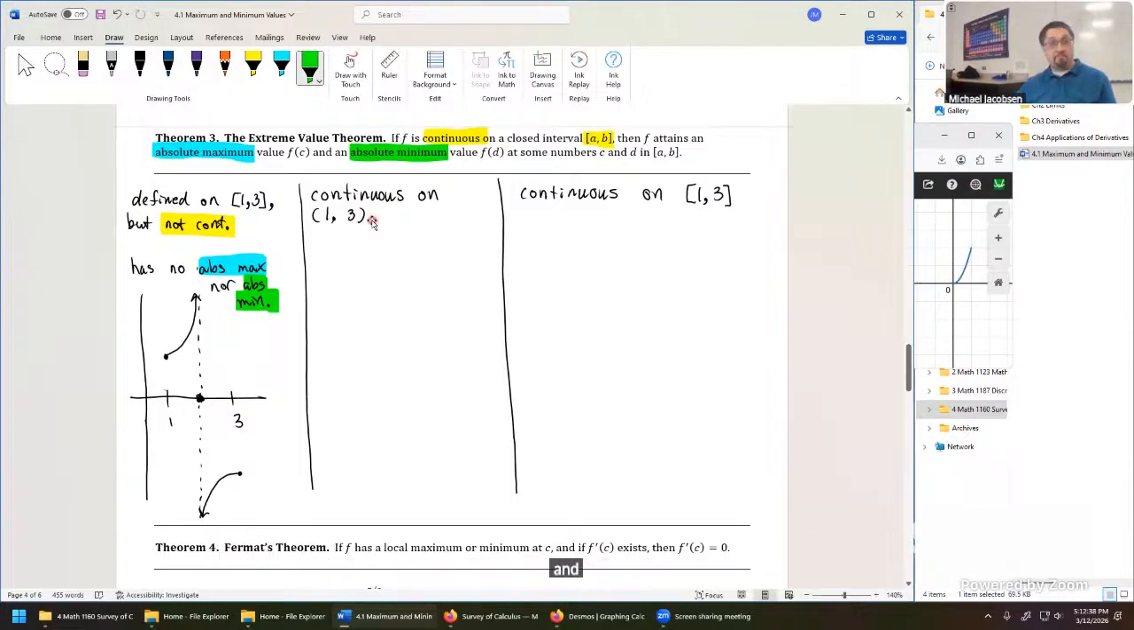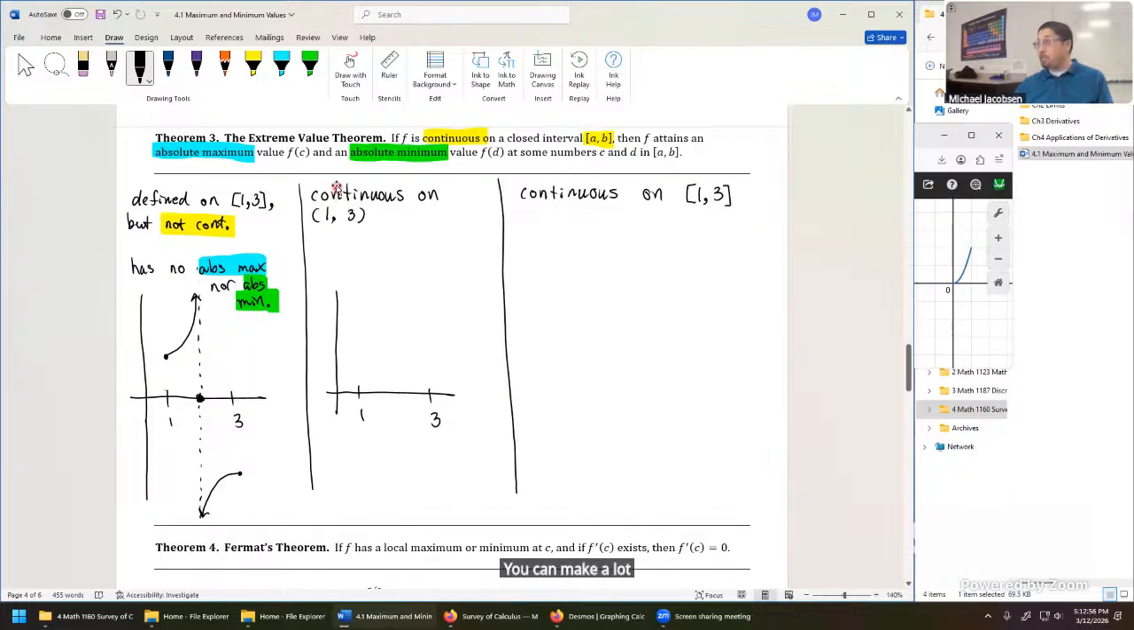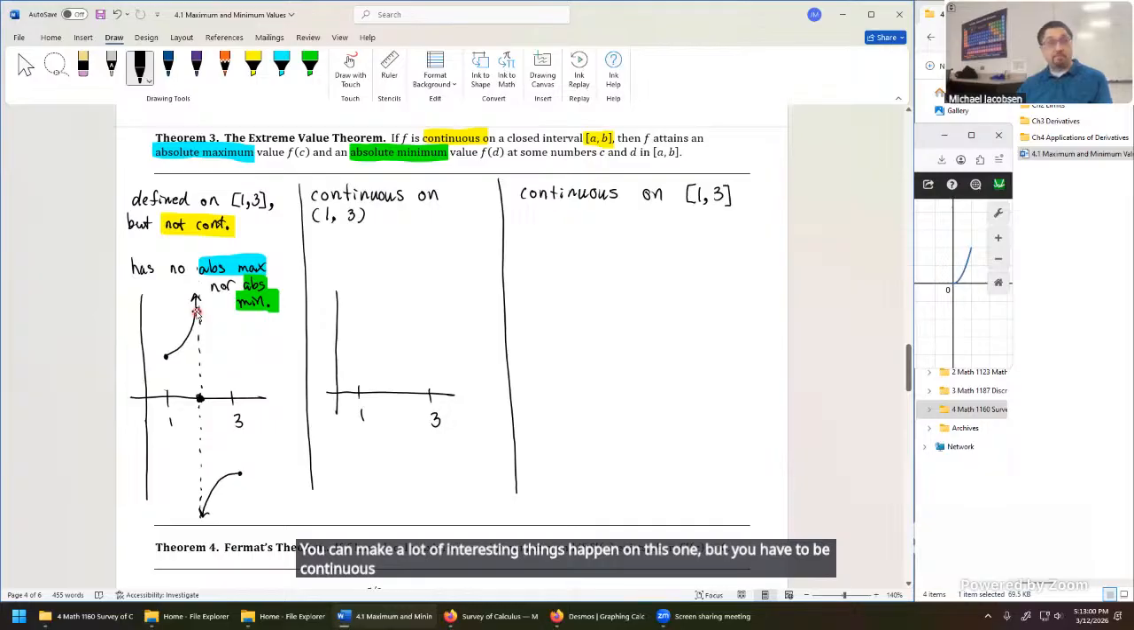Lose continuity and weird things like this could happen to the function. And it can get even weirder if we take out the closed interval. In some sense, the closed interval feels just as important as continuity. So here's the new function, going from 1 to 3. You can make a lot of interesting things happen on this one, but you have to be continuous. So there cannot be a vertical asymptote whatsoever. There can't be any removable holes there, no jump discontinuities or anything like that.